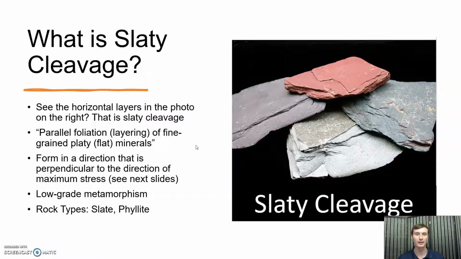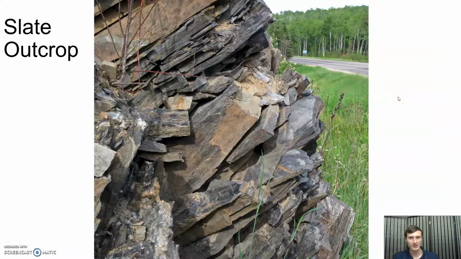It is seen in things like slate, of course, and phyllite, which is sort of like a slate that has been cooked a little bit more. So if you actually were out walking around and you came across slate in an outcrop, it might look like this, right? Have these big, square-ish chunks of rock full of these little horizontal layers. What do those layers tell you? It tells you that the direction of maximum stress would have been going this way. The rock was squeezed like this, and now the layers are in the perpendicular direction.